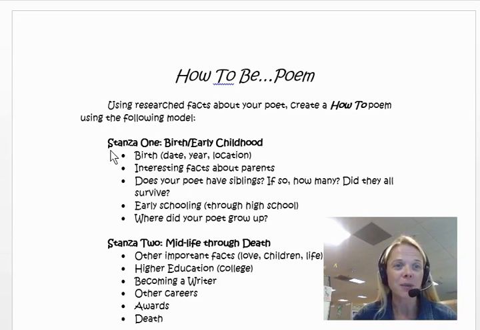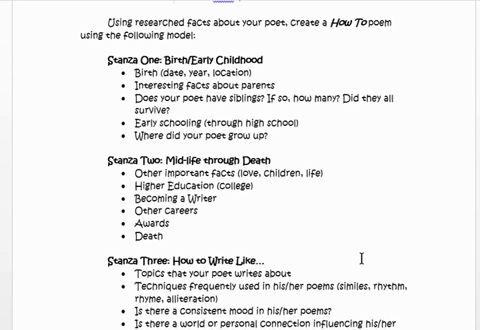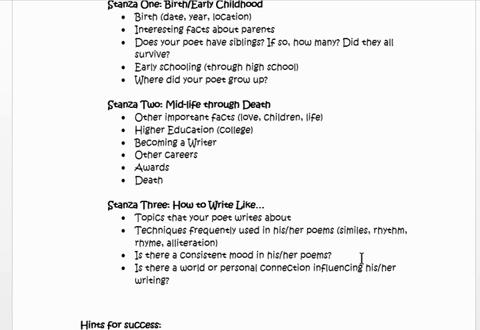So what you are going to do is take all of your researched information about your poet, about his life, and write a how to be poem. And this is the model you're going to follow. For stanza 1, you're going to talk about his or her birth and early childhood and include these bullets. For stanza 2, you're going to include this poet's midlife through death and include those bullets. And for stanza 3, you're going to give me information on how to write like your poet. Topics that your poet writes about, techniques frequently used, consistent moods, and personal connections influencing writing. So all of this information has been done for you in your graphic organizer.